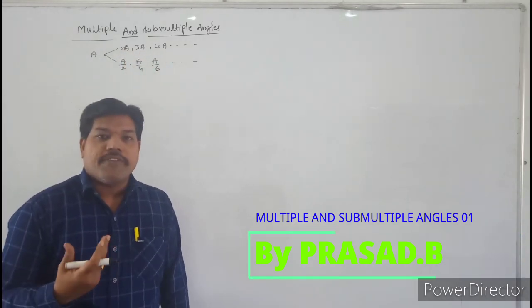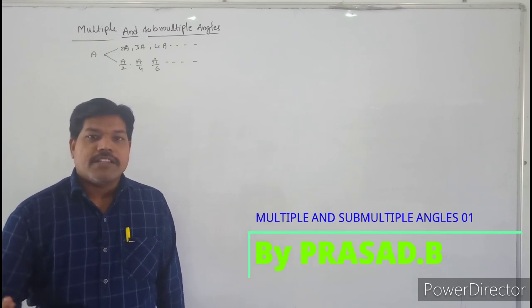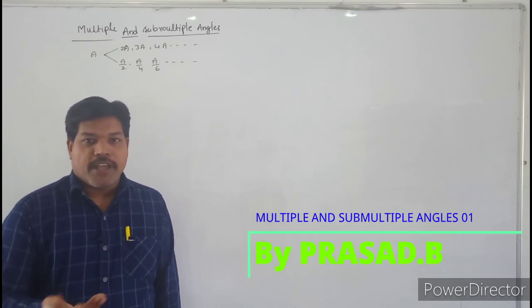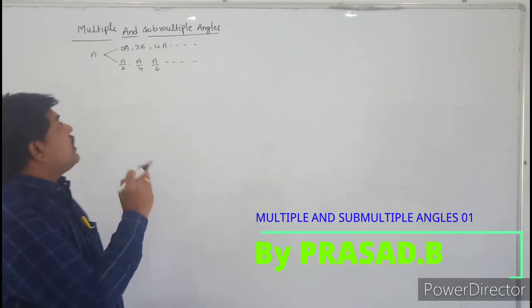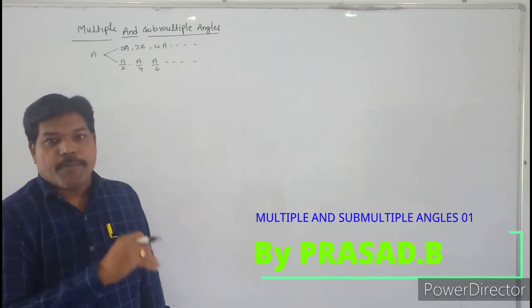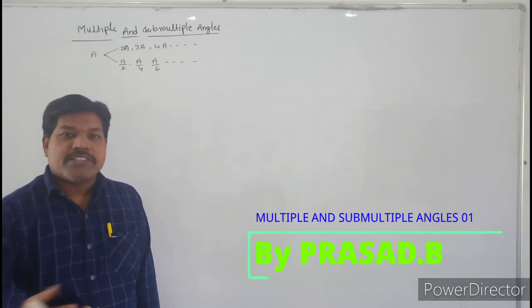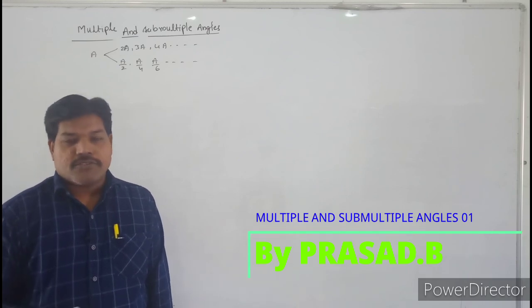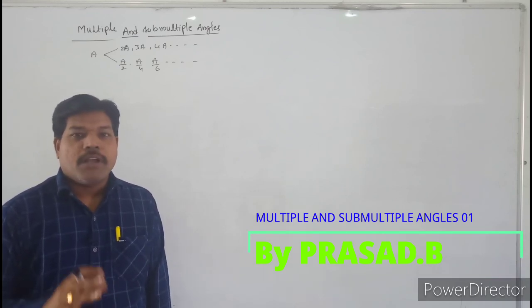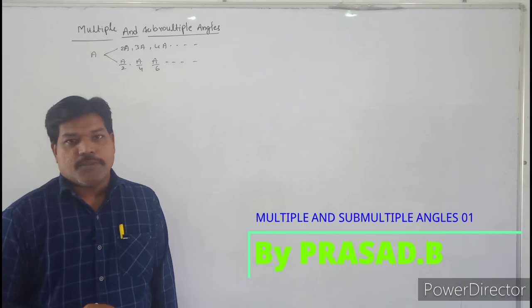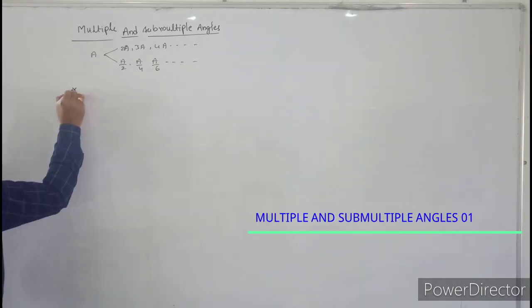Okay. So if A is any angle, 2A, 3A and all these are multiple angles. We are multiplying with an integer. Okay. So here these are the submultiple angles: A by 2, A by 4, A by 3, all these are submultiple angles. So here we are going to give some synopsis for these multiples and submultiple angles. Okay.